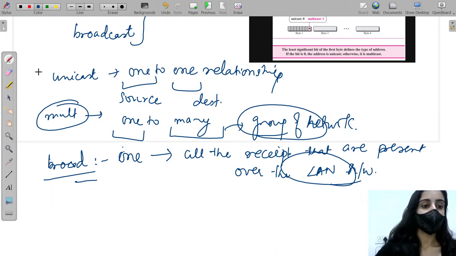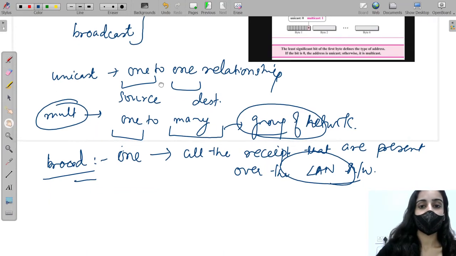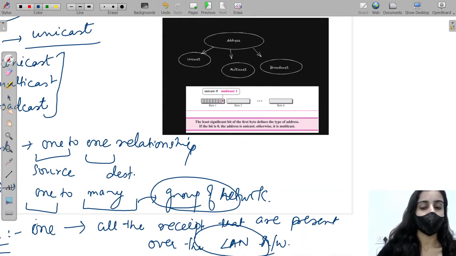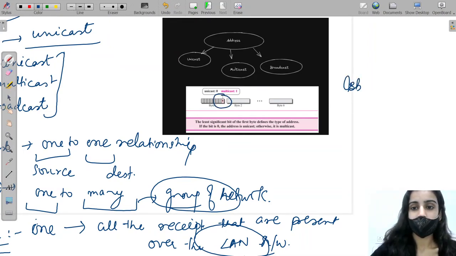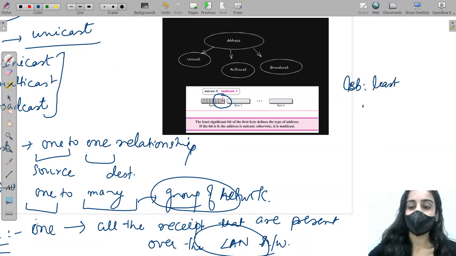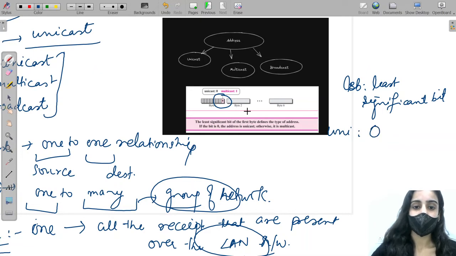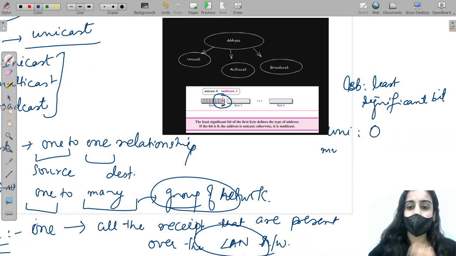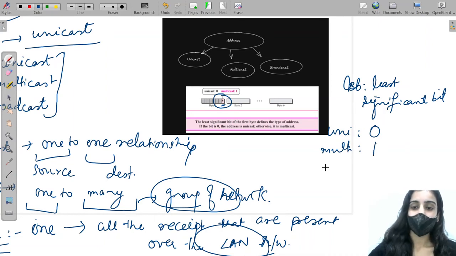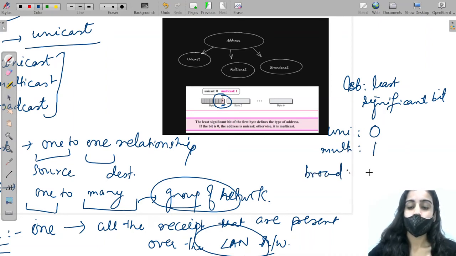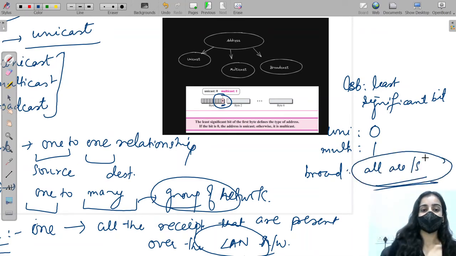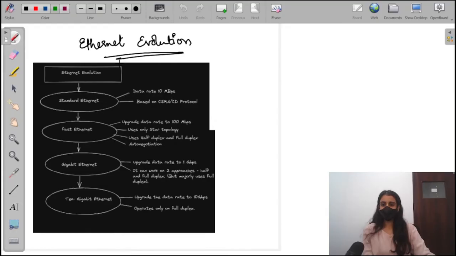So how are these addresses differentiated? In unicast, this LSB, which means the least significant bit, is 0. In case of multicast this is 1, and in case of broadcast all are 1. So this was all about the types of addressing.